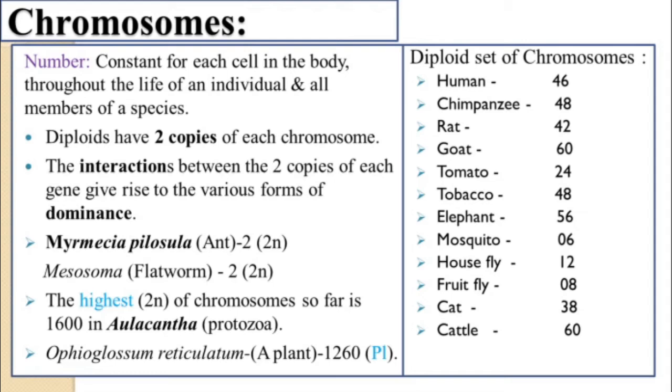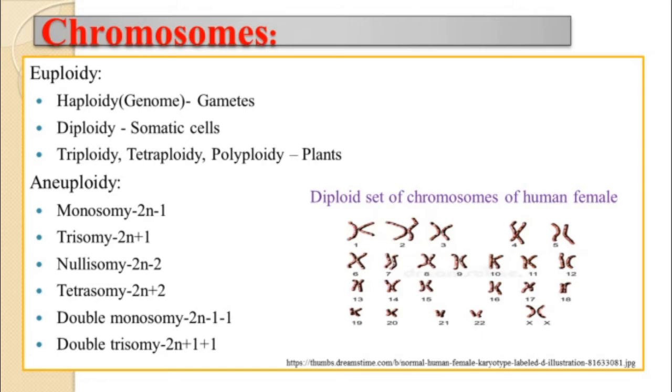You can observe here that different species of animals show a definite number of chromosomes. For example, in man the diploid set is 46, chimpanzee 48, rat 42, goat 60, like that. You can see the remaining specific chromosome numbers in different species. If you observe the total set of chromosomes present in a cell, that condition is called euploidy. If a single set of chromosomes is present, as you can see in gametes, that is known as the genome.